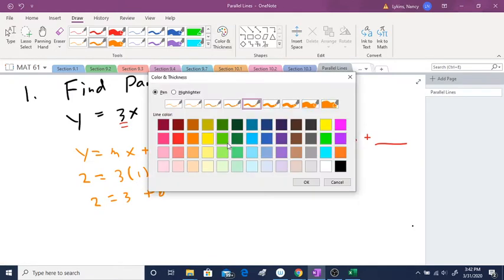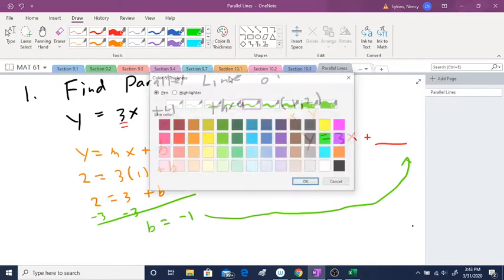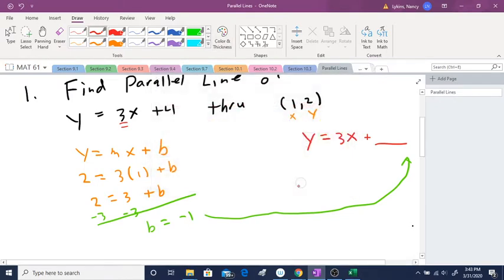I'm going to solve for b by subtracting 3 on both sides. In this case, b equals 2 minus 3, which is minus 1. So I'm going to plug this back into this equation right here. So my new equation of a parallel line that goes through y equals 3x plus 4 and point (1, 2) is y equals 3x, and since that 1 is negative, I'm going to make this minus 1. This is my new equation that is a parallel line.